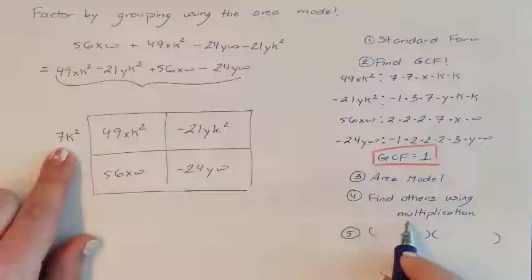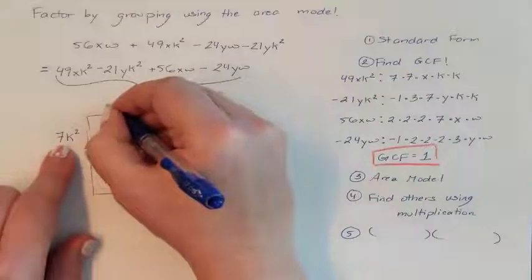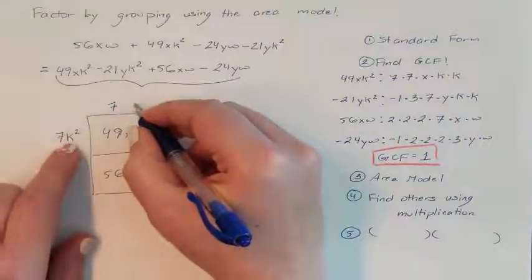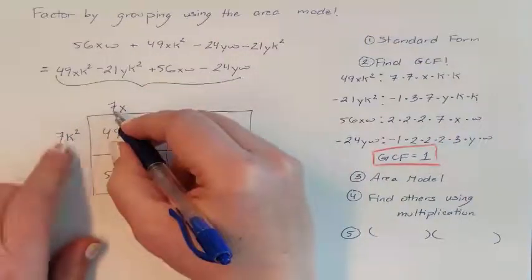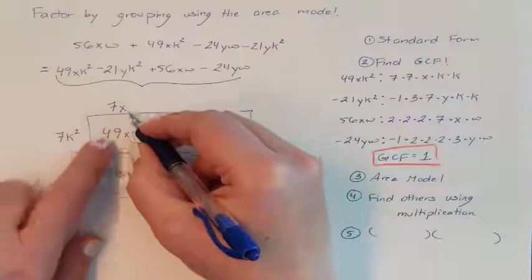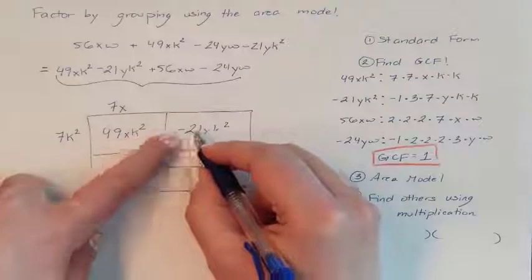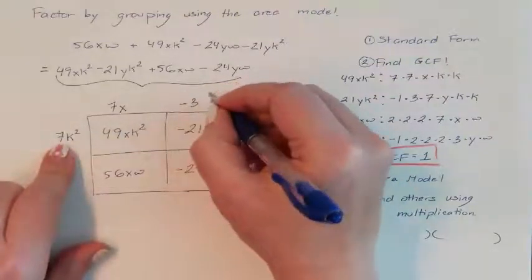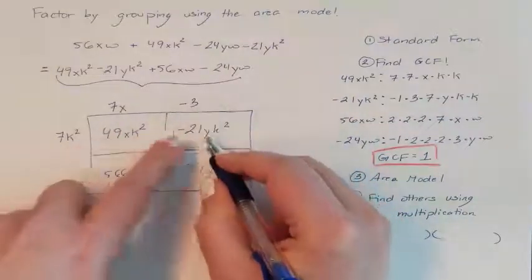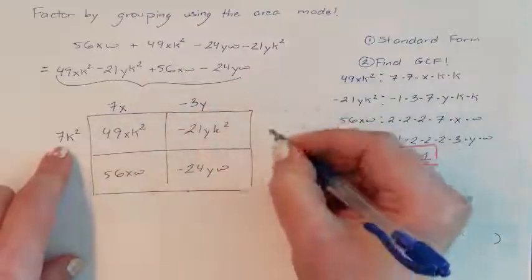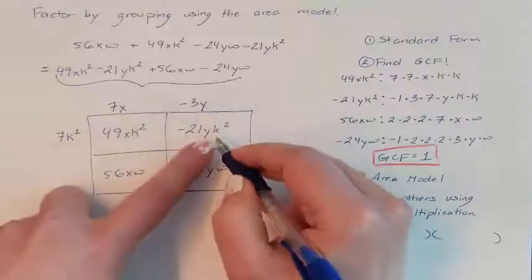Now you're just going to go around and use multiplication for the rest. So 7 times a number is going to give me 49. So 7 times 7 is the 49. The k squared is already there, so the only thing that needs to come up here now is the x. So 7 times 7 is 49, x times k squared is xk squared. Next one, 7 times something needs to give me a negative 21. 7 times a negative 3 would give me a negative 21. The k squared is already there. Now I just need the y, so here is our y. So negative 3 times 7 is a negative 21, k squared times y is yk squared.